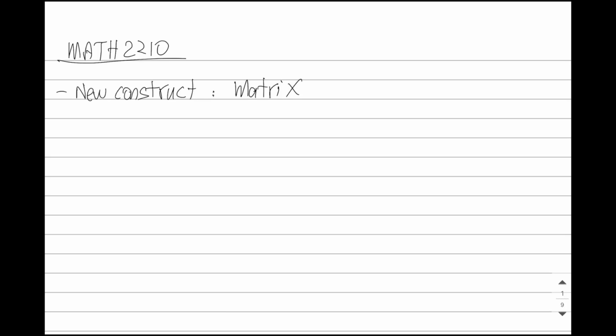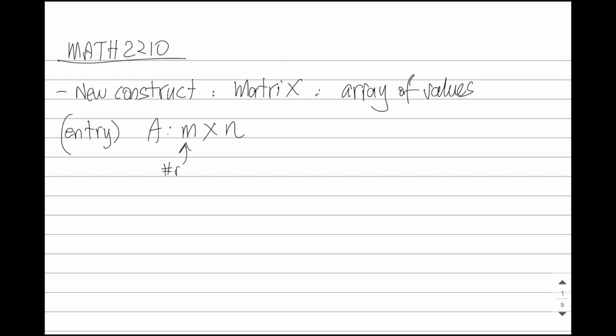We're going to introduce a new construct called a matrix. So a matrix is just an array of numbers. I say to you a matrix has m rows and n columns. Remember, we've seen this notation before.